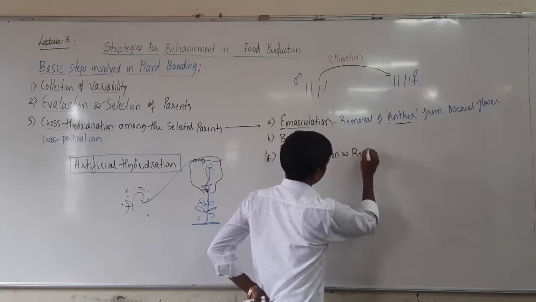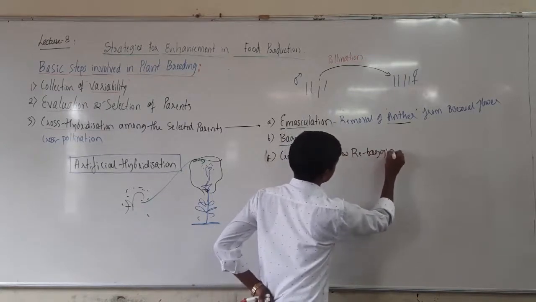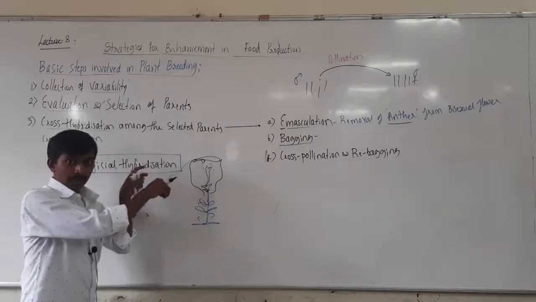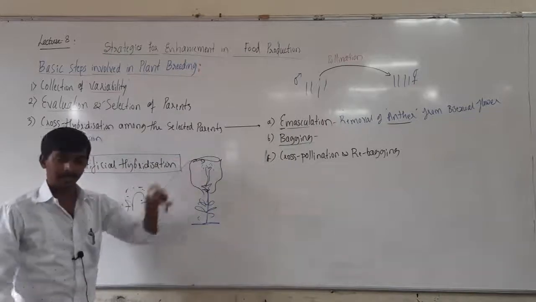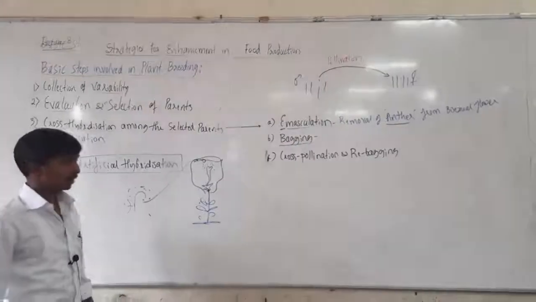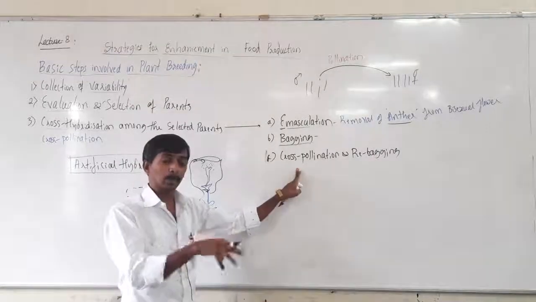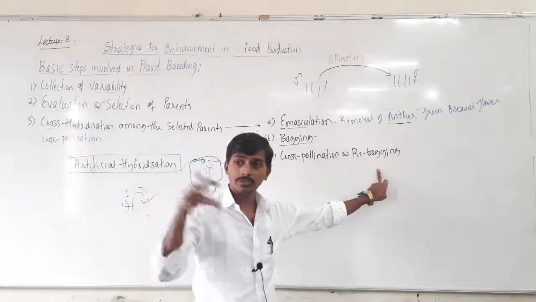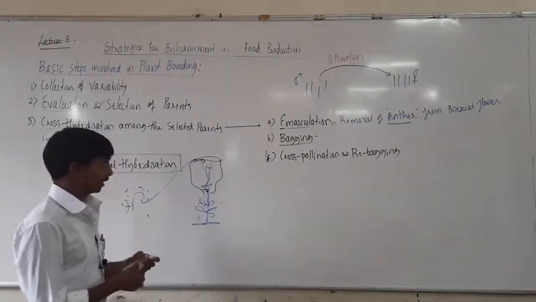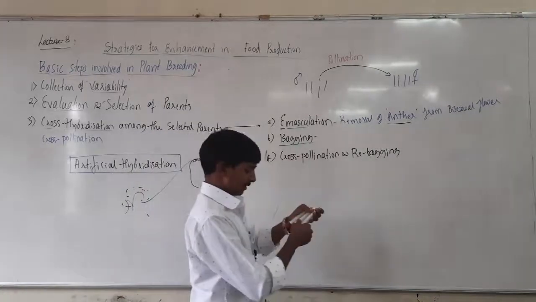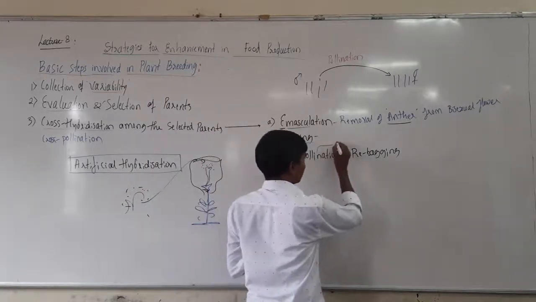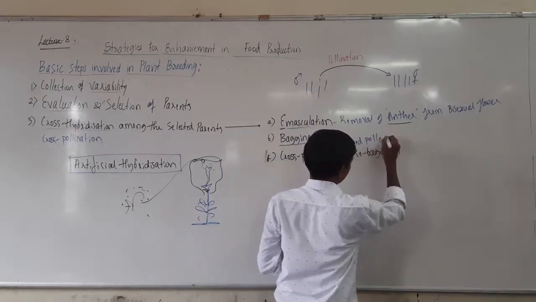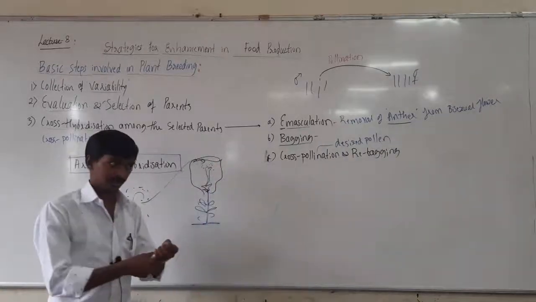Rebagging means take out the bag, dust the pollen, and cover the flower again. So cross pollination, dusting the pollen on the stigma, and rebagging, means covering the flower again. Here the cross pollination is done with desired pollen. That is the third main step.